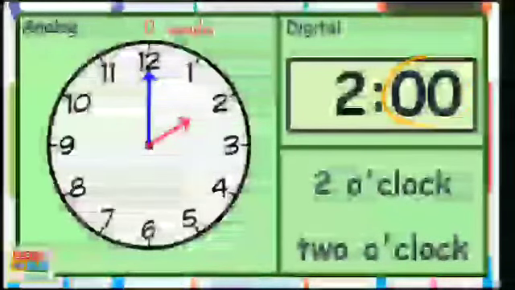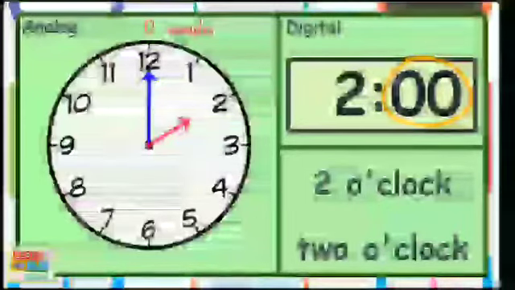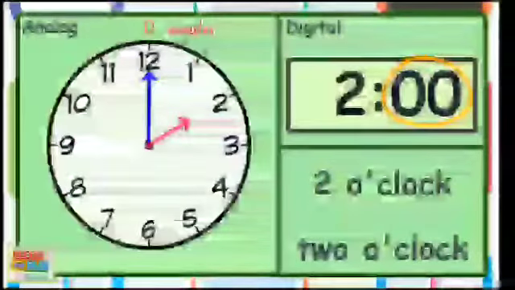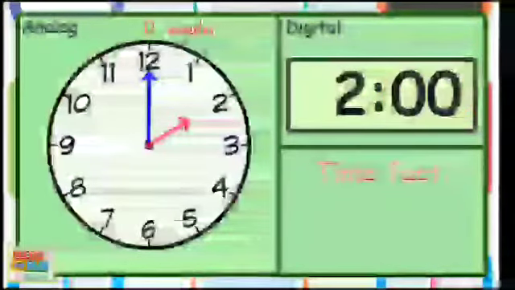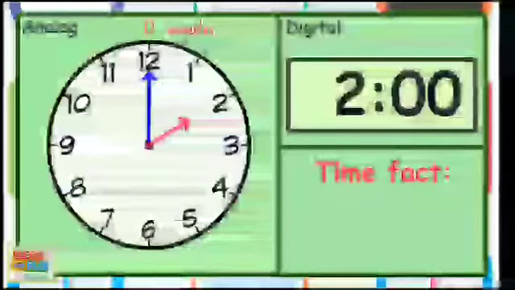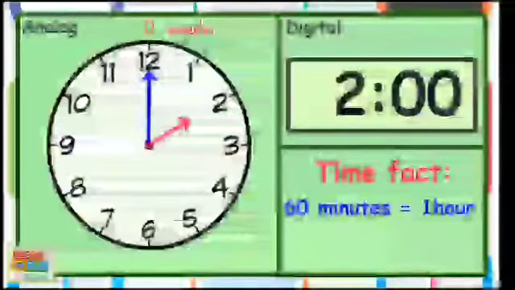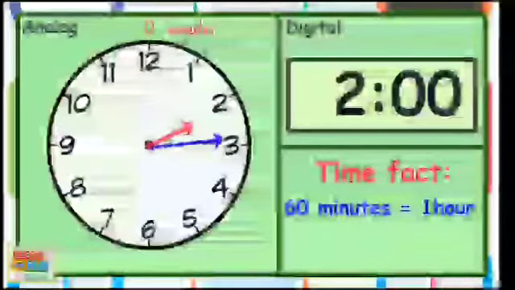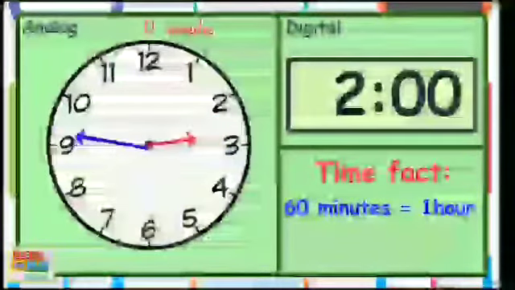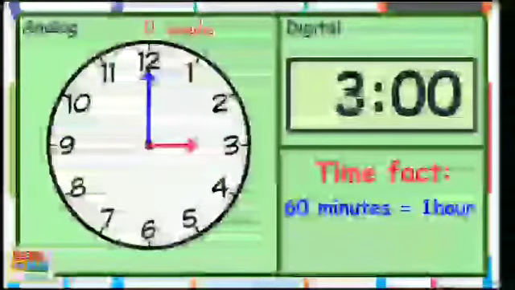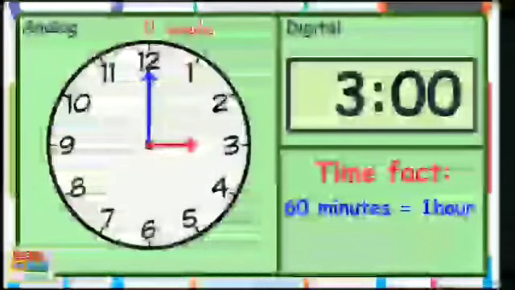Take notice that the minutes section on the digital clock says 0. This means that 0 minutes have passed the hour. Here is a time fact. There are 60 minutes in 1 hour. So that means when the minute hand does a full rotation around the clock face, 60 minutes has passed, and it will take us into the new hour. In this case, it is now 3 o'clock.